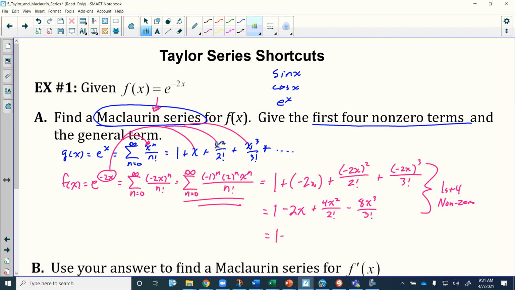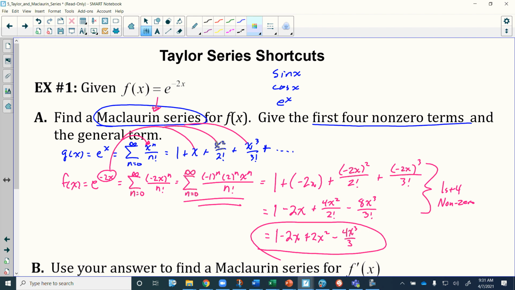So this will be 1 minus 2x. 2 factorial is just 2, so 4 divided by 2 will give me plus 2x squared. And 3 factorial is 6, so 8 over 6 would simplify to be a negative 4x cubed over 3. And I would probably look at this one here as the general term, or the simplified value of that.